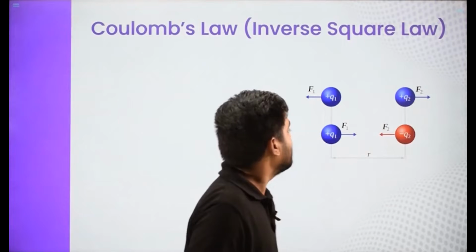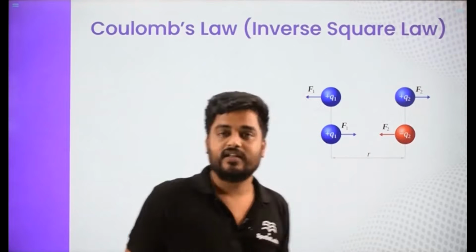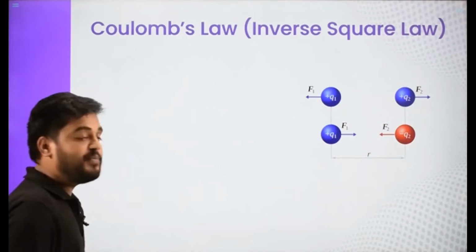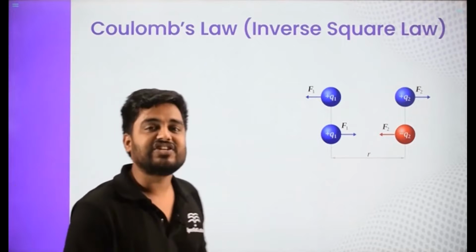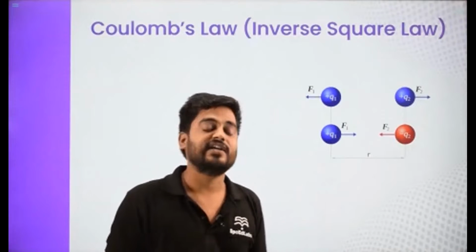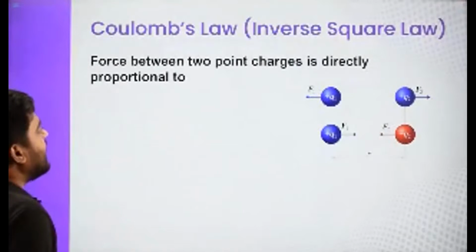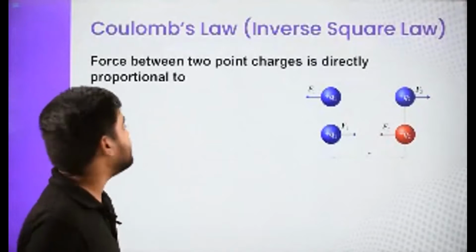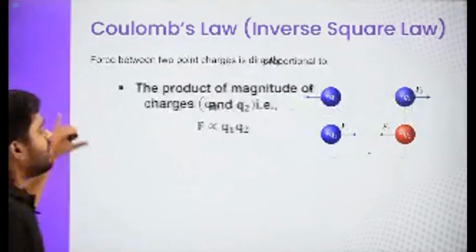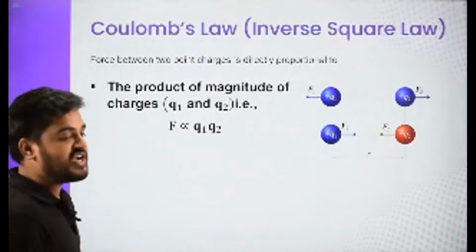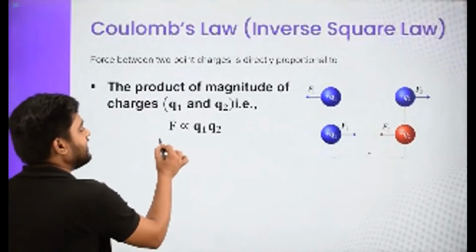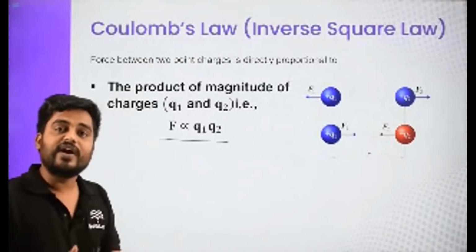These forces, F1 and F2, are equal in magnitude and opposite in direction. They are basically action-reaction forces. So they are the same in magnitude, opposite in direction. If we talk about these forces, then the force between these two point charges is directly proportional to the product of the magnitude of the charges. That is, F is directly proportional to Q1 times Q2.